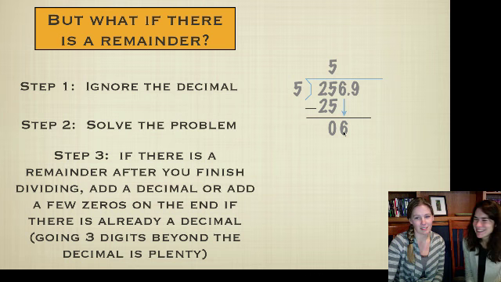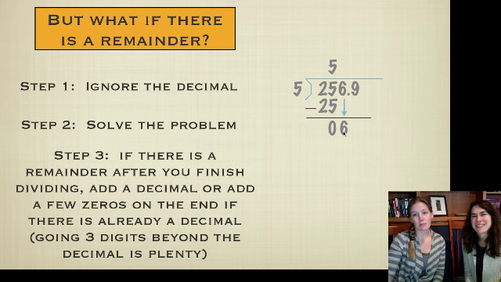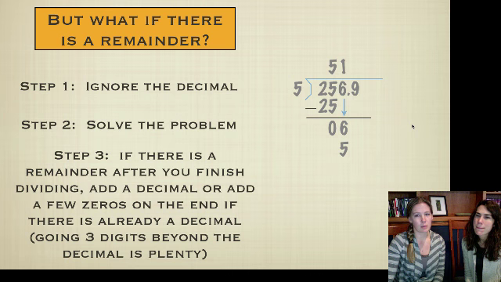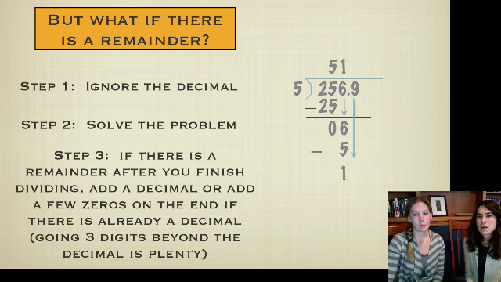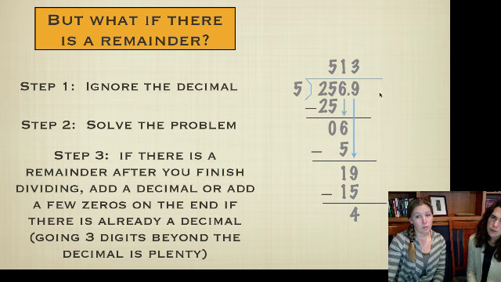So now I have 6. So 5 goes into 6 one time. Again, I multiply. 5 times 1 is 5. Subtract. I have 1. Bring down my 9. 5 goes into 19 3 times. Multiply. I get 15. Subtract. I have 4. Okay. Now I'm at the point where I've run out of numbers, but I have a remainder.